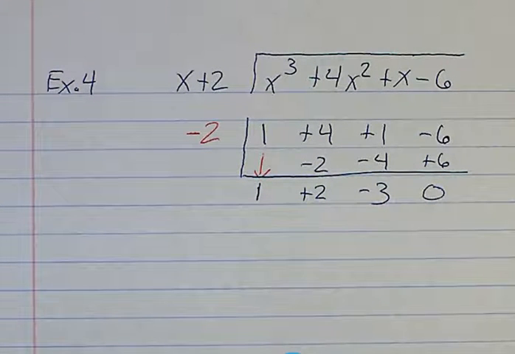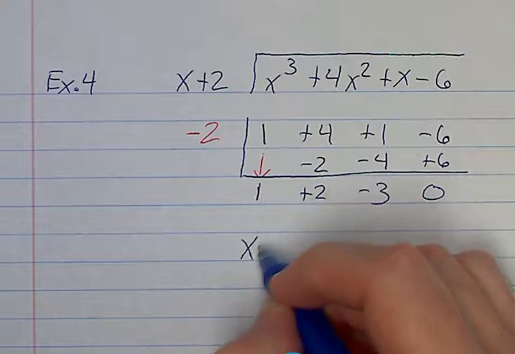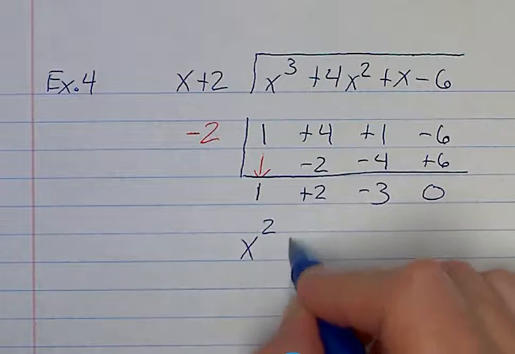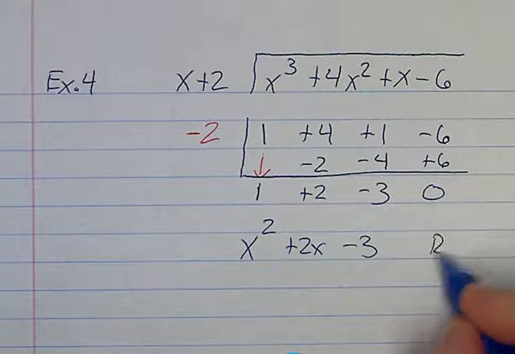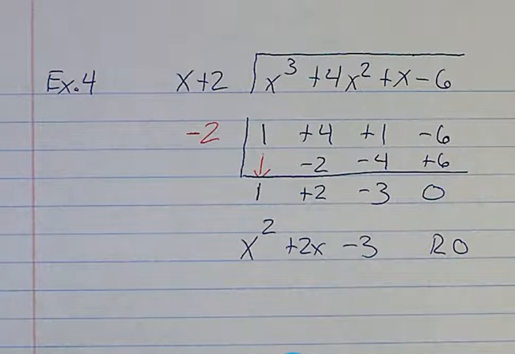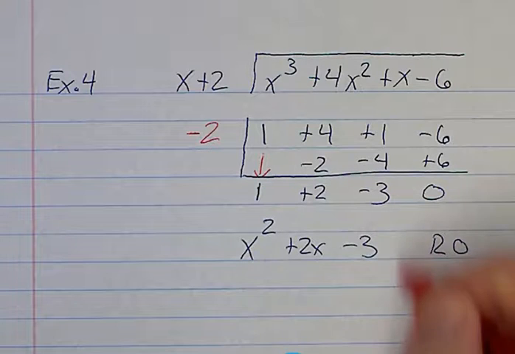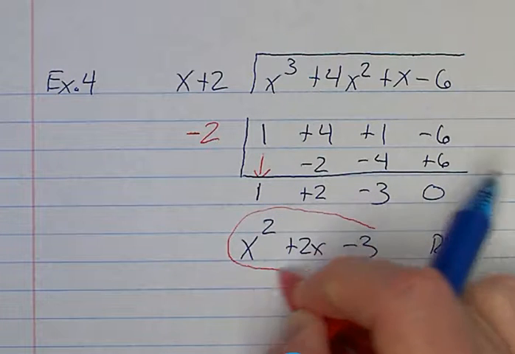Okay, two things on this one. If you get a remainder of 0, and they ask you to write this out, we're going to have x squared plus 2x minus 3. If the remainder is 0, and they don't ask you anything about the remainder, just writing it out, then that would be your answer, just x squared plus 2x minus 3.